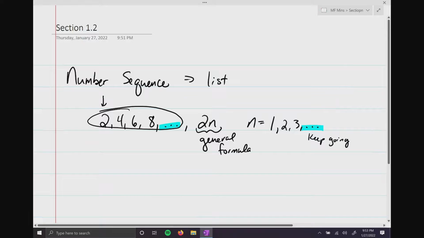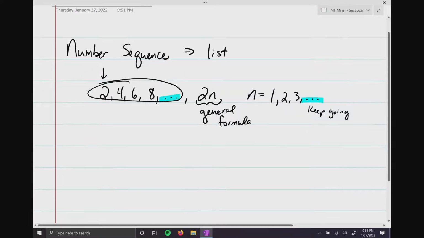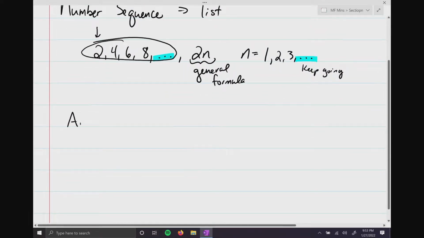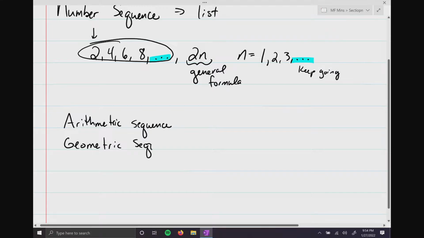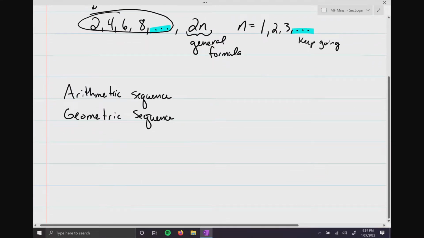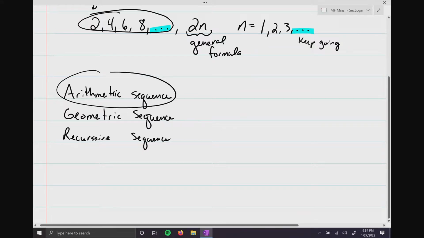Now, there are different types of sequences that exist. The other day in class, we looked at the arithmetic sequence. We looked at a geometric sequence. And then we also looked at a recursive relationship, or recursive sequence. All right, so what we're going to do is look at arithmetic first.